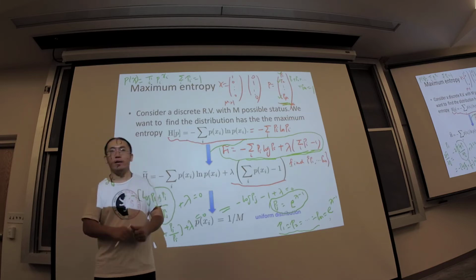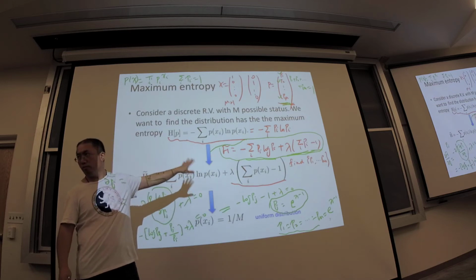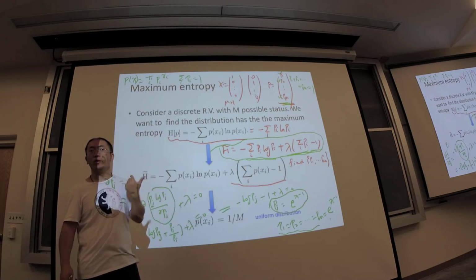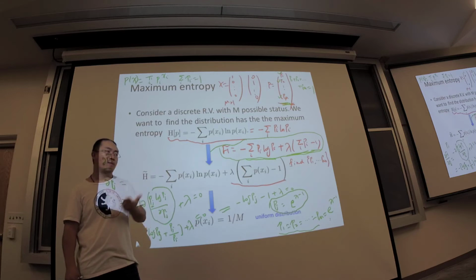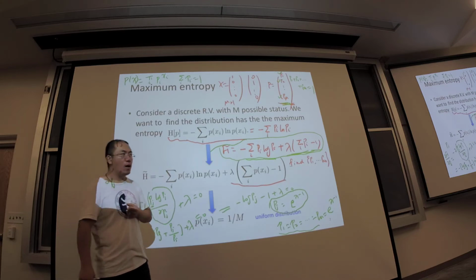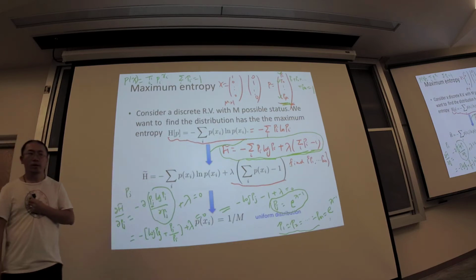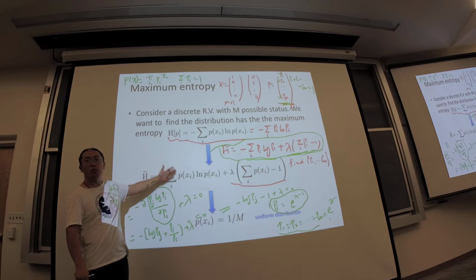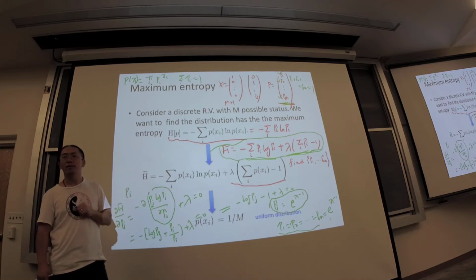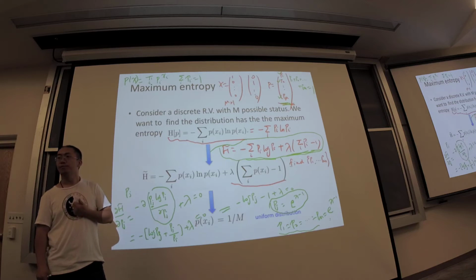Assume that everybody knows that when the random variable follows the uniform distribution, its entropy becomes the largest, becomes the maximum. But I hope everybody will be able to derive this rather than just memorize the conclusion. Does it make sense? Any question?